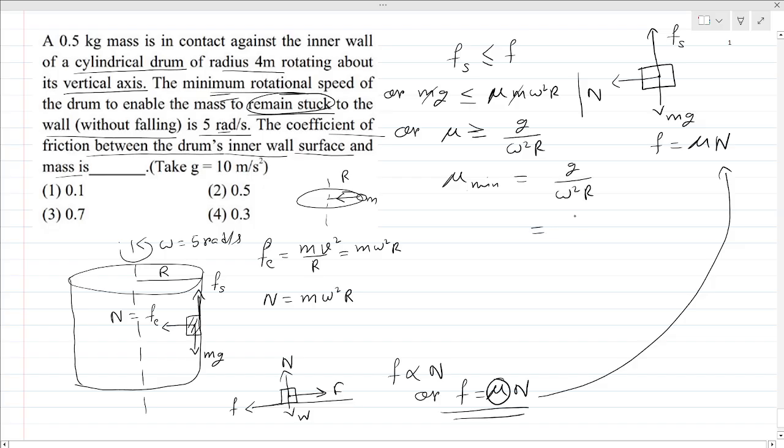Now the value of g is given as 10 and omega is given as 5, which will be 5 square, into the radius given as 4. We don't need to change any unit here. So 10 by 25 into 4, that is 10 by 100, equals 0.1. So the minimum value of the coefficient of friction will be 0.1 between the drum's inner wall surface and the mass. Thank you.